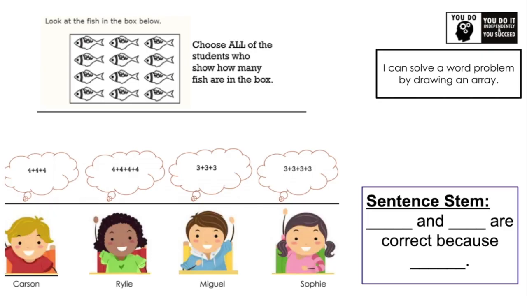And our you-do says, look at the fish in the box below. Choose all the students who show how many fish are in the box. And your sentence stem says blank and blank are correct because blank. In this case, you have 2 students that are correct. I am telling you that. This sentence stem is giving you the hint that 2 students are correct.